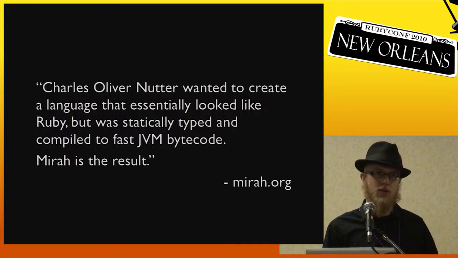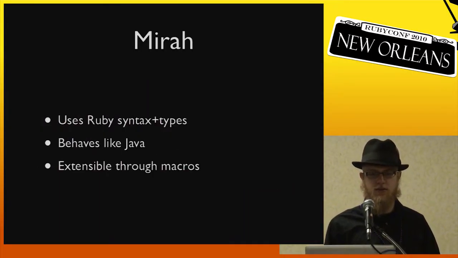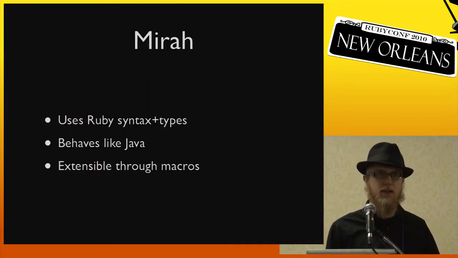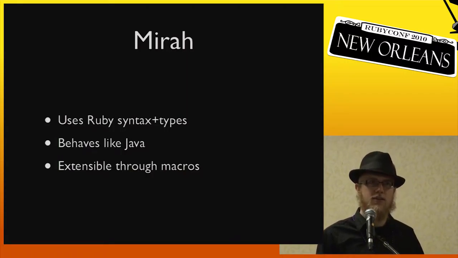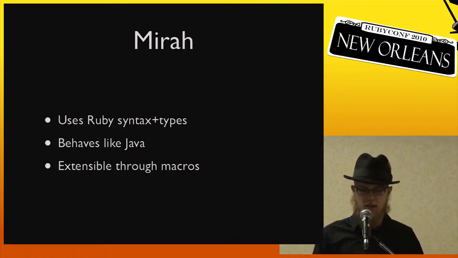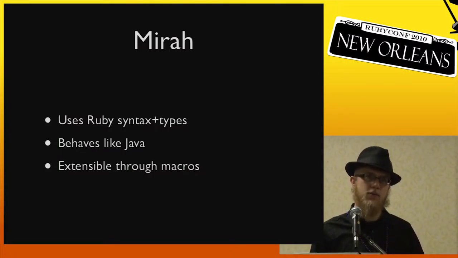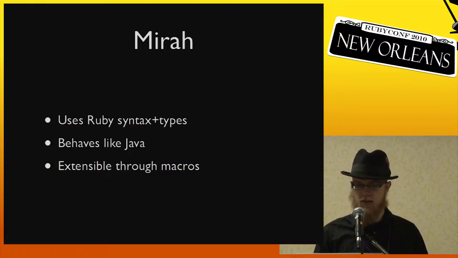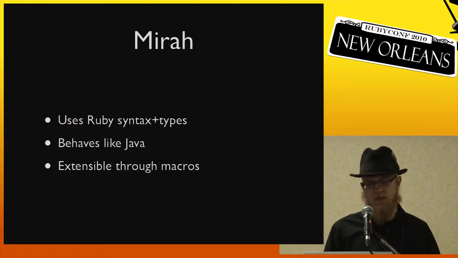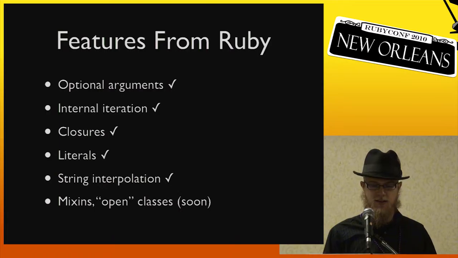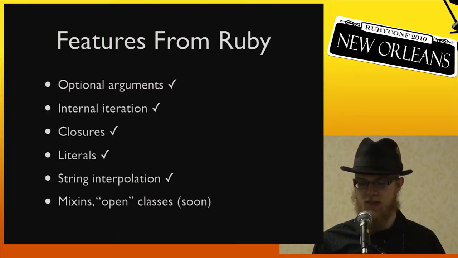So it uses Ruby syntax, literals, and some typing stuff, but it behaves like Java, so it has a class model that's more like Java. And you can extend it through macros, and you can write macros in JRuby or in Mirah. So it has optional arguments, closures, literals, string interpolation, et cetera.